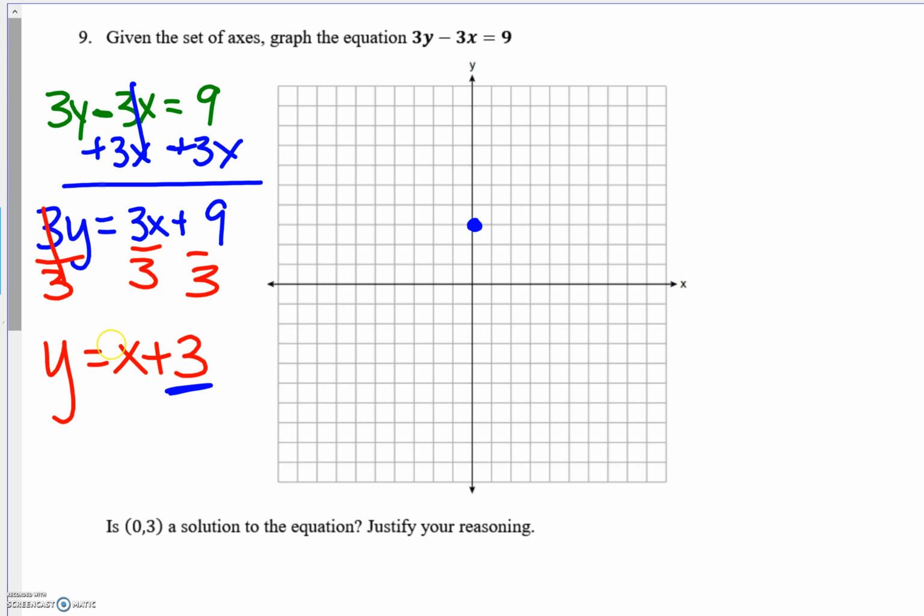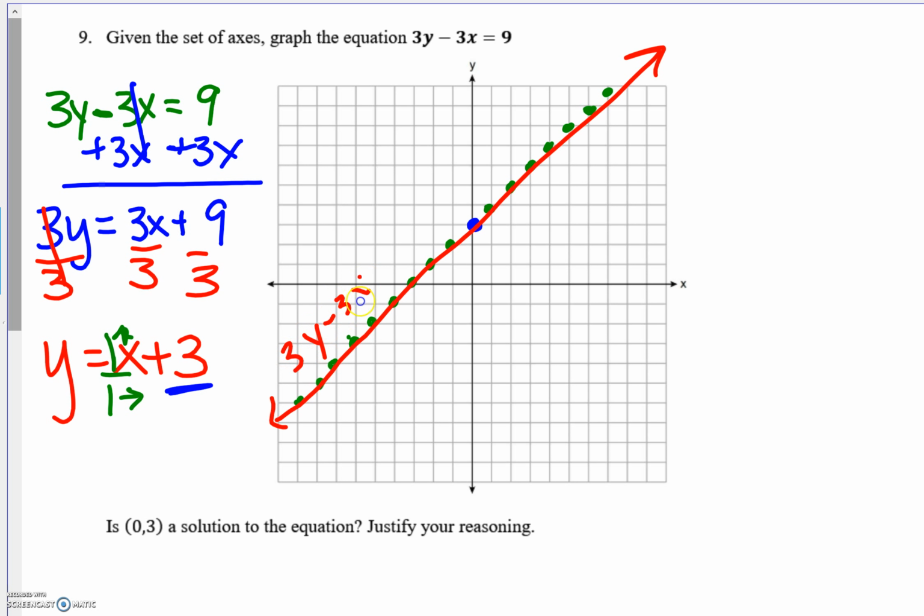From there, the slope is an imaginary 1 over 1. Up 1, right 1. Up 1, right 1. Up 1, right 1. Then I could go down 1, right 1, down 1, right 1, down 1, right 1. I must connect them to form a line and put arrows on the ends. I'm just going to write the original equation.